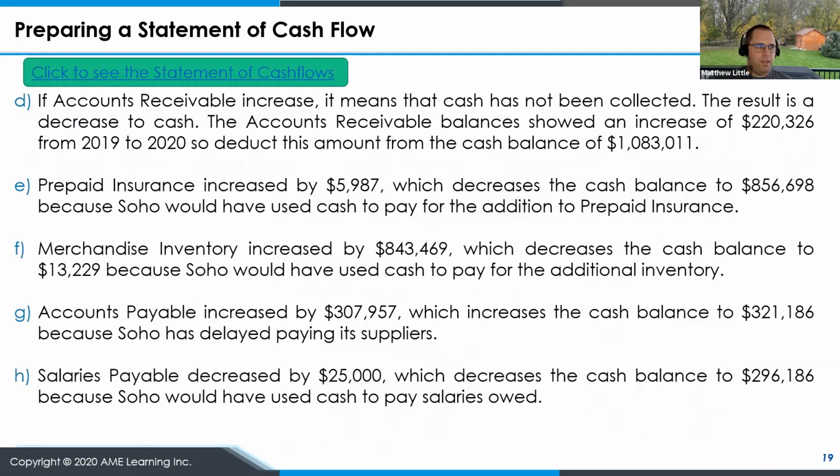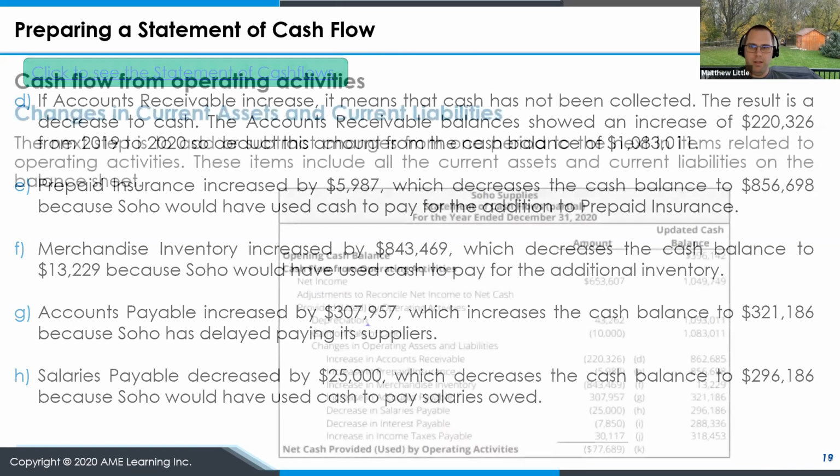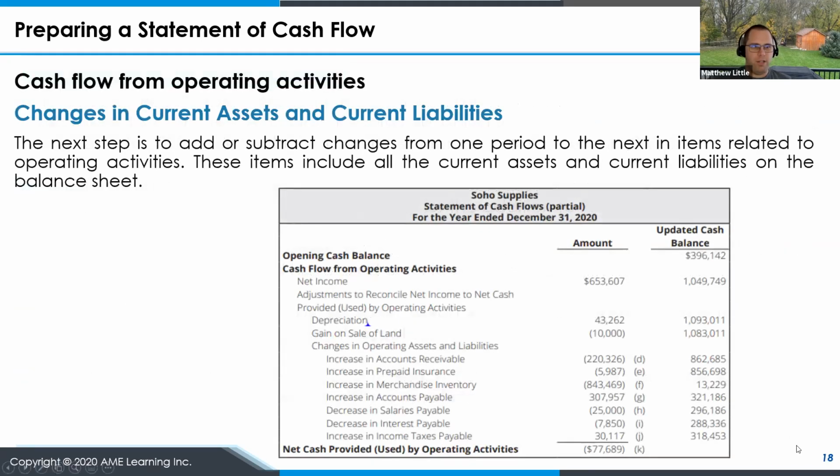Going forward on the AP side, on our accounts payable increase. So if we owe our vendors more, it means we didn't pay them yet. That means we're keeping cash available for our use. So if we go back to the partial statement of cash flow, you can see that that actually generated cash. By not paying our vendors quickly, we generated $307,000 of cash available to us.